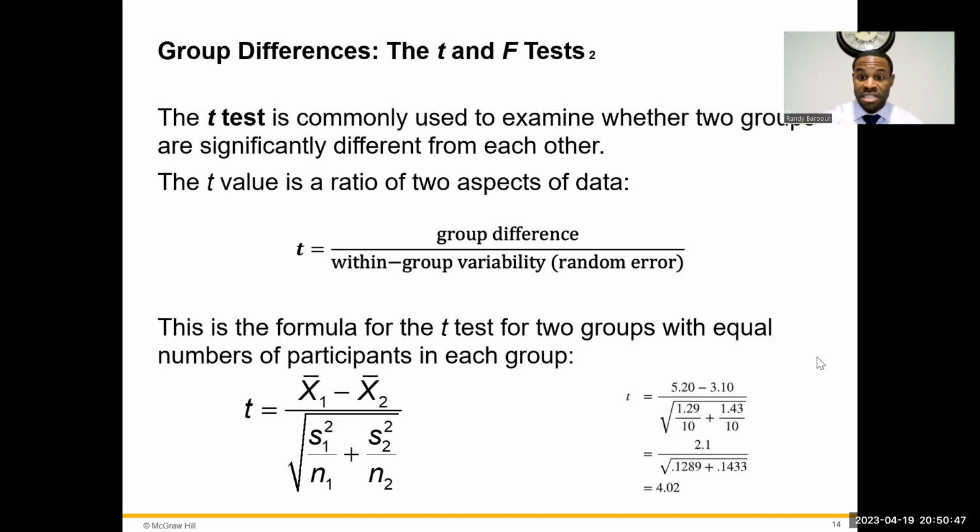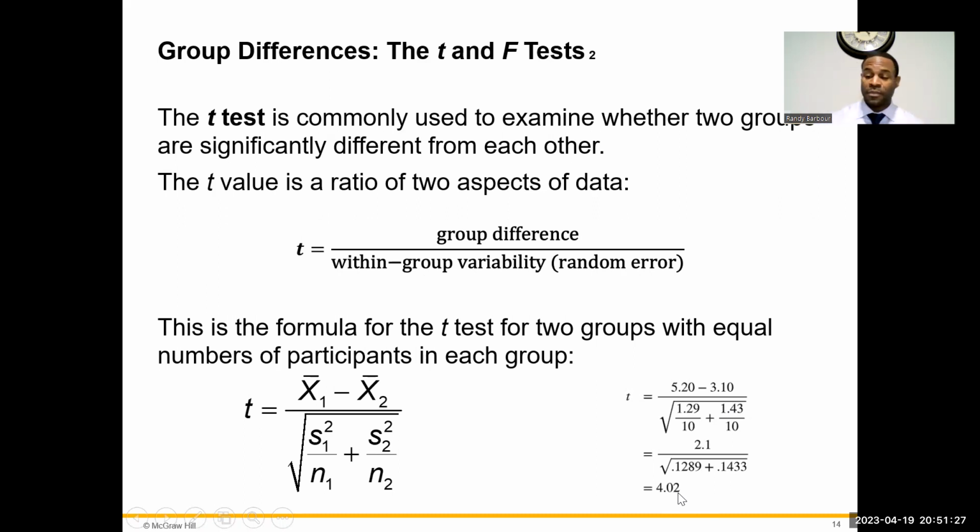So here, again, here's the example down here, right? It's a 5.20 for the model group. It was a 3.10 for the no model group. The variance for the model group was 1.29. The variance for the no model group was 1.43. The N is your sample size for those two independent groups, it's 10 each. And then all you do is plug it in, you do the math. And so for our t-statistic, our t-value, it's the ratio between these two aspects, the group difference and the group variability. We have a t-value of 4.02.